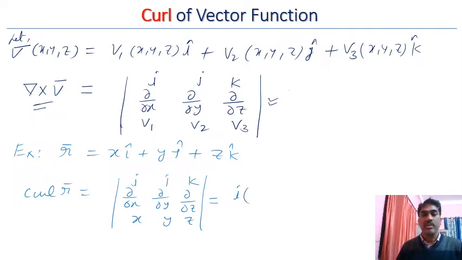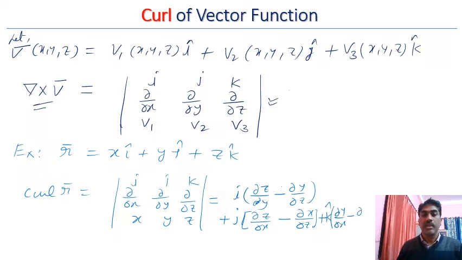So you get i times (del z by del y minus del y by del z), plus j times (del x by del z minus del z by del x), plus k times (del y by del x minus del x by del y).